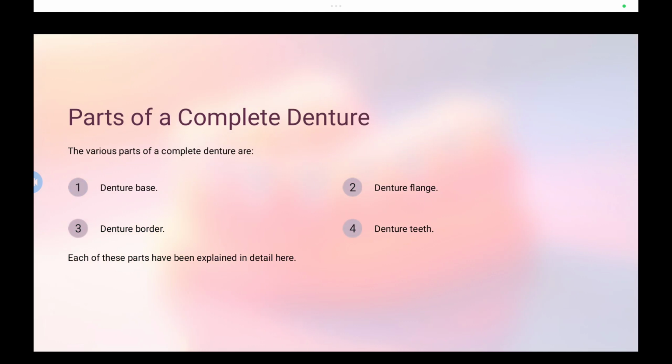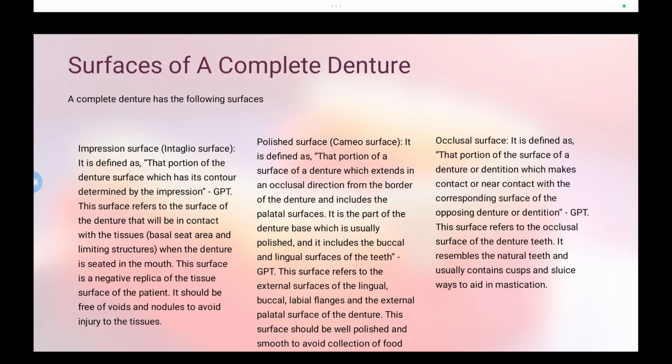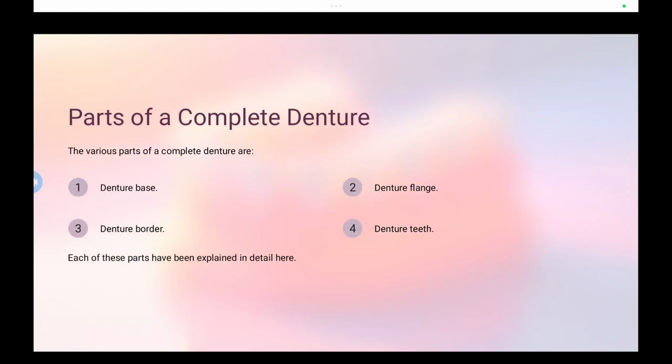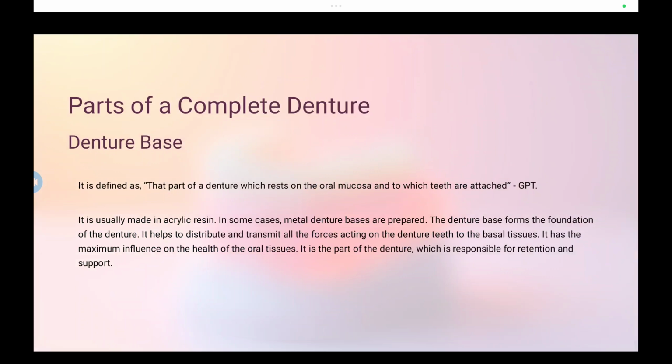Parts of a complete denture. Initially, we have learned the three surfaces: impression surface or intaglio surface, polished surface or cameo surface, and occlusal surface. Now, parts of a complete denture: denture base, second denture flange, third denture border, fourth denture teeth. Each of these parts will be explained in detail here.